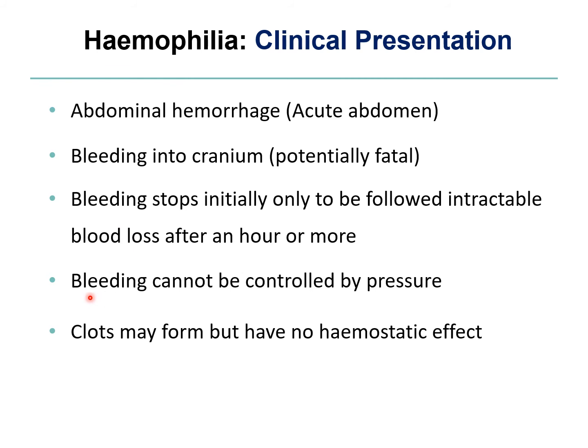And the other thing you need to remember is that once the bleeding starts, it cannot be controlled by pressure alone. Clots may form but have no hemostatic effect. So these are some of the manifestations of hemophilia, and we've already talked about the risk of bleeding into the joints, hemarthrosis, and bleeding into the muscles.